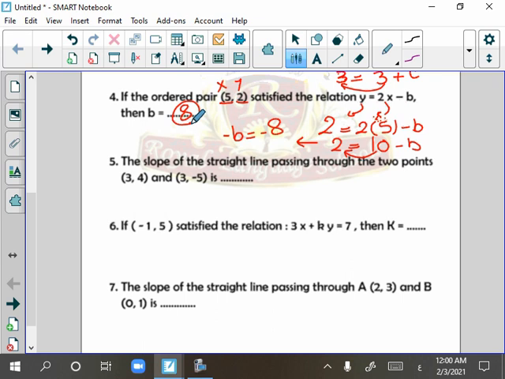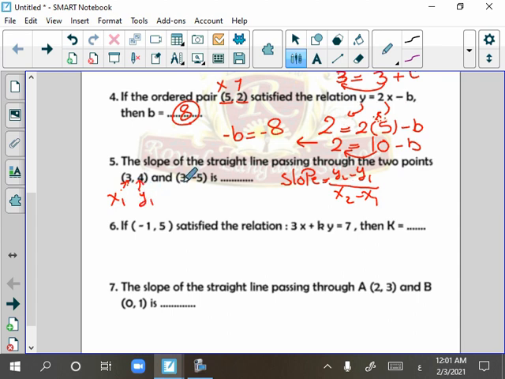Number 5, the slope of the straight line passing through the 2 points (3, 4) and (3, negative 5). The law of slope is y2 minus y1 divided by x2 minus x1. How can we identify y2 and y1 and x2 and x1? The first coordinate in the first point is x1, and here is y1.